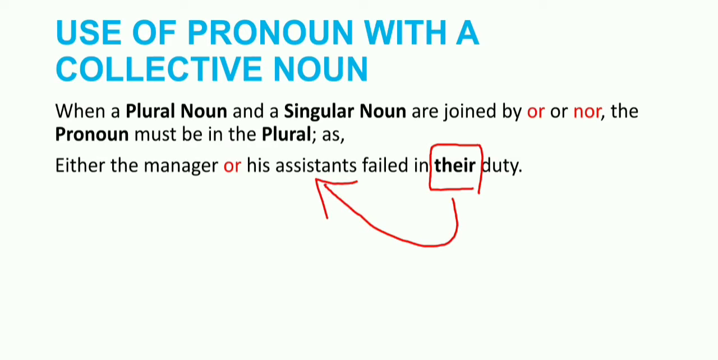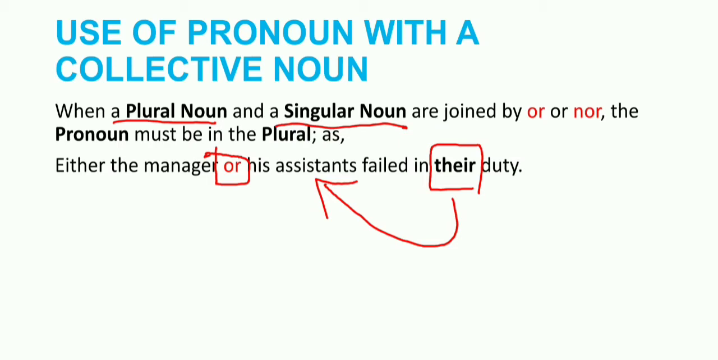If we repeat this sentence, either assistants or the manager failed in his duty.